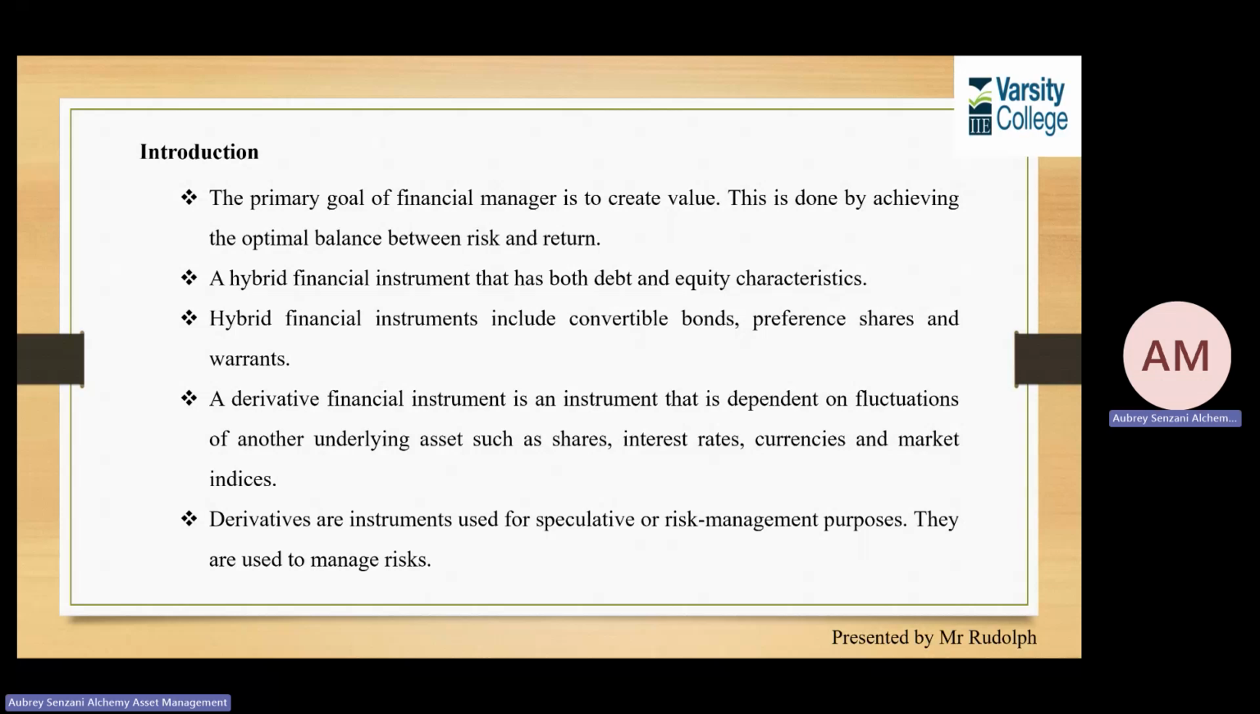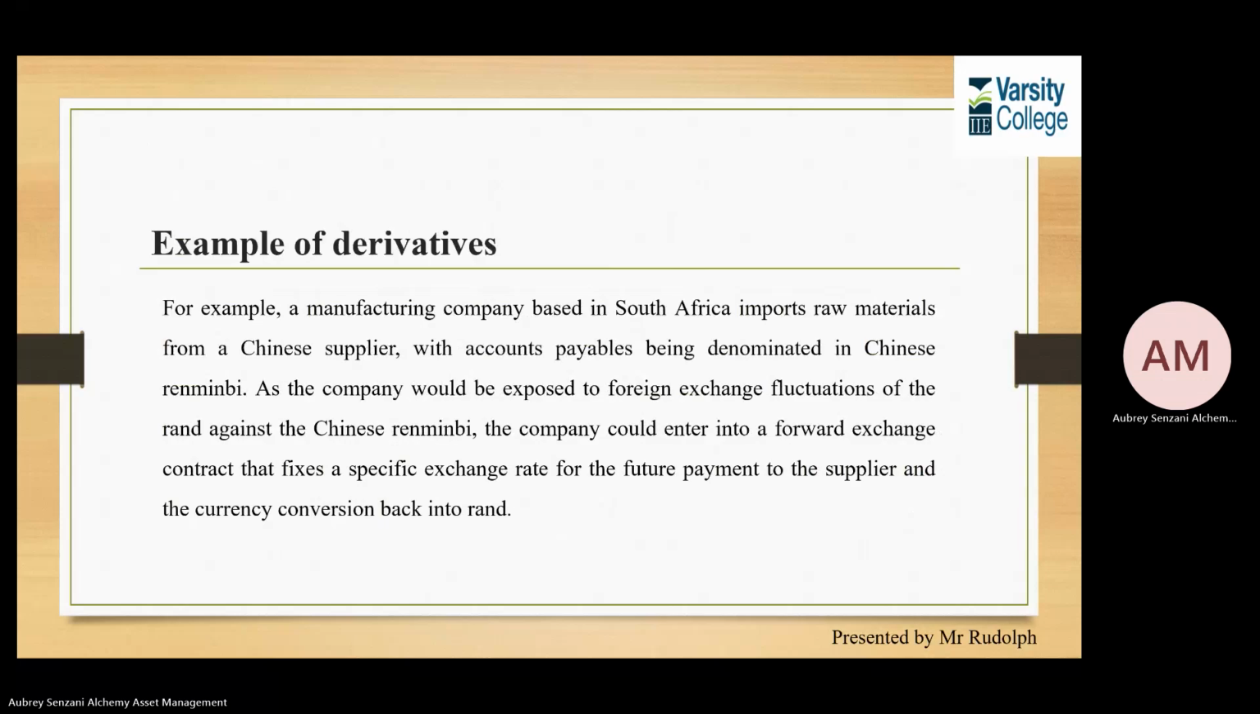So anyway, moving right along. Derivatives are instruments used for speculative or risk management purposes. They are used to manage risks. Okay. Right. Then here they give an example.